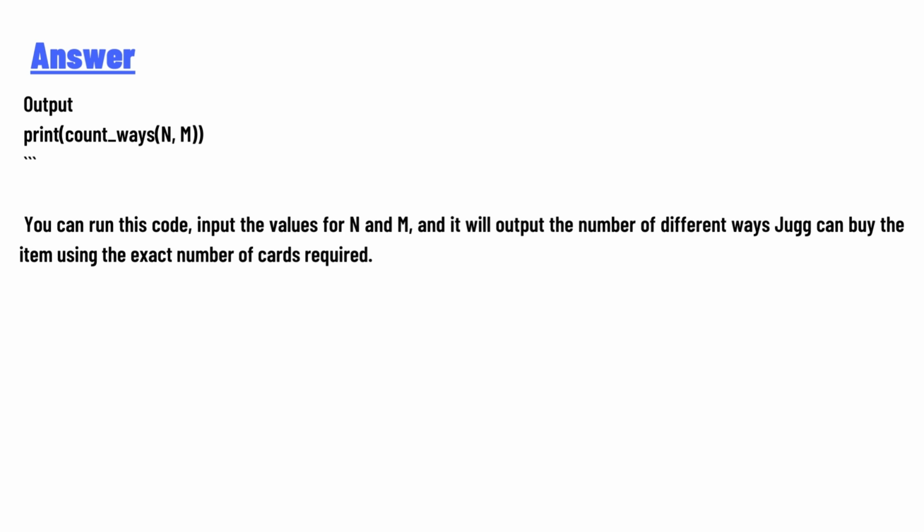You can run this code and input the values for n and m. It will output the number of different ways Jugg can buy the item using the exact number of cards required.